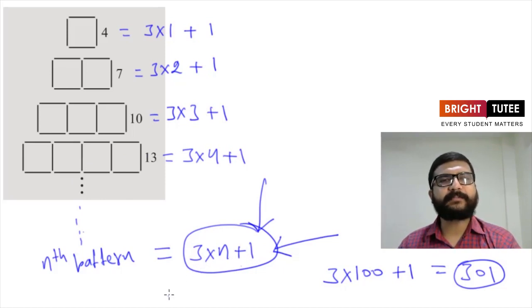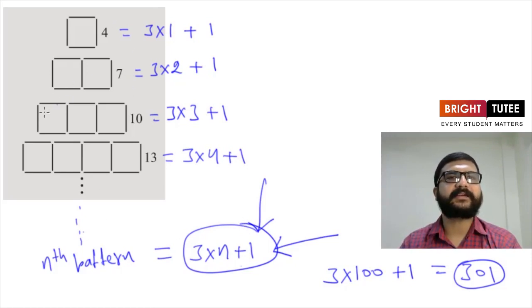Now will it always be 3n plus 1? No, it is not always 3n plus 1. It depends upon the shapes we are having. Now for example, let's have one more example.